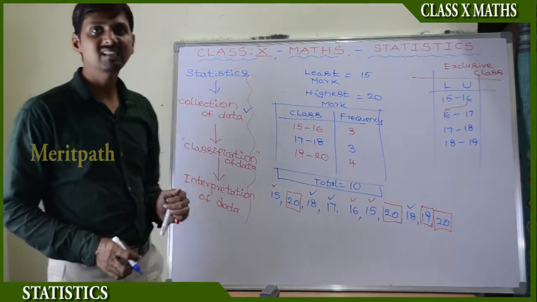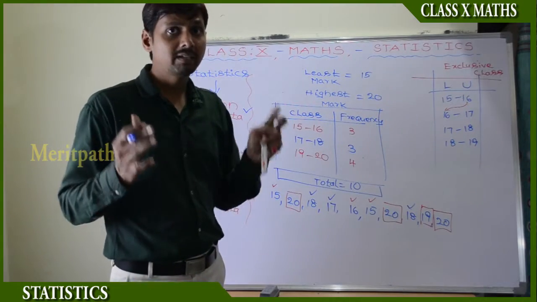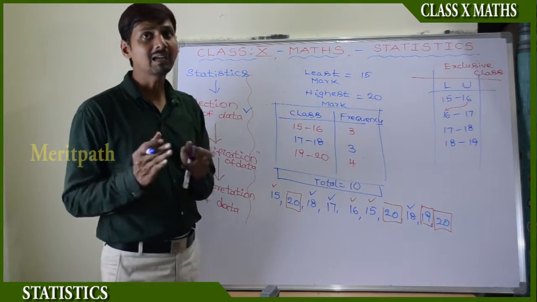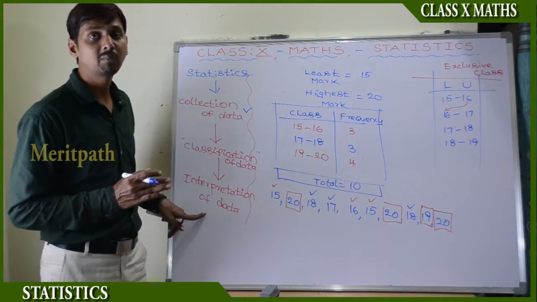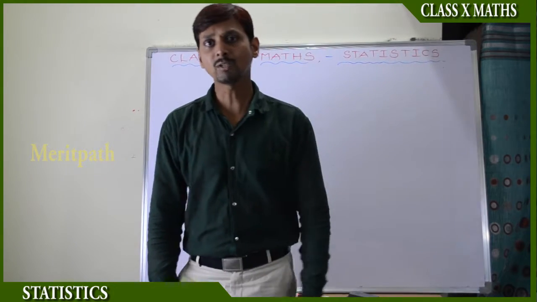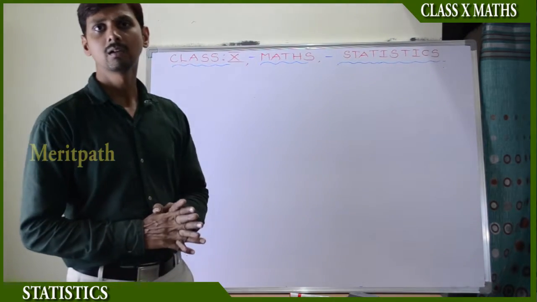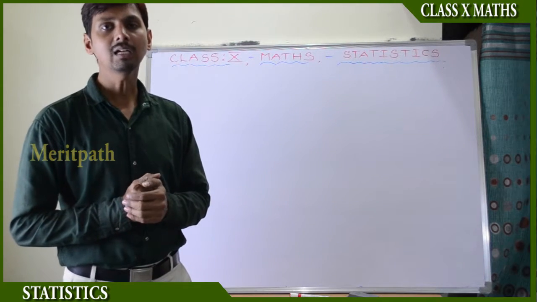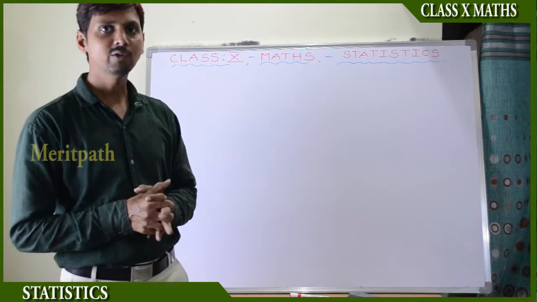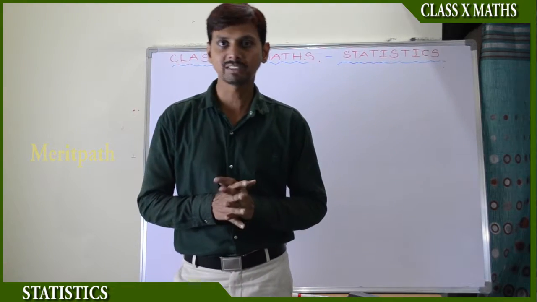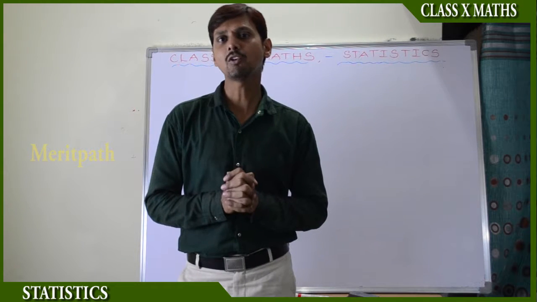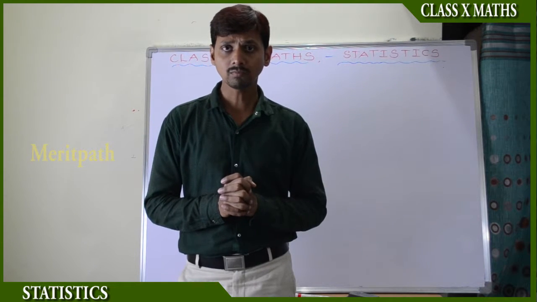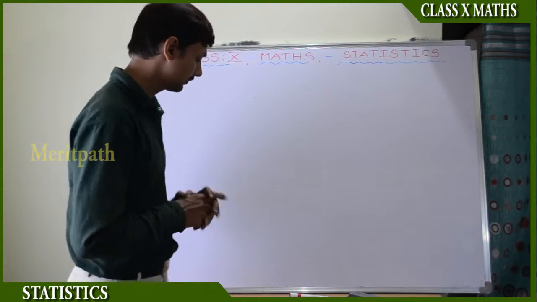Then we take this classification of the data and interpret it into some pictures such as a pie diagram and bar diagrams. We call it interpretation of the data. To find out the mean of the data, we have learned in earlier classes for ungrouped data that mean is equal to the sum of the observations divided by the number of observations. Now we find the mean of data given in group form.